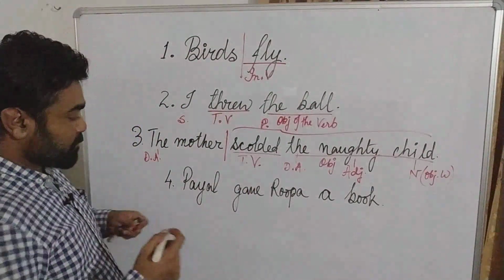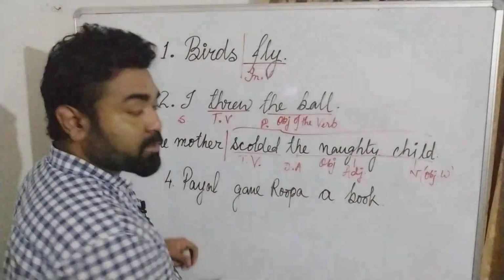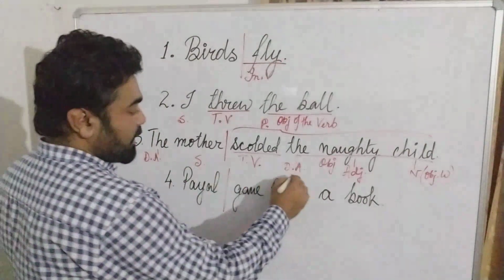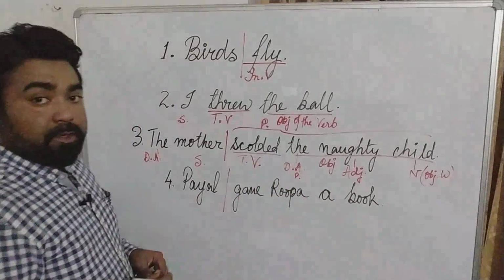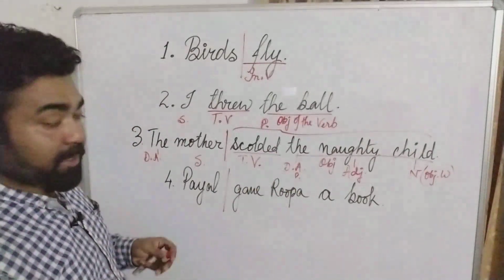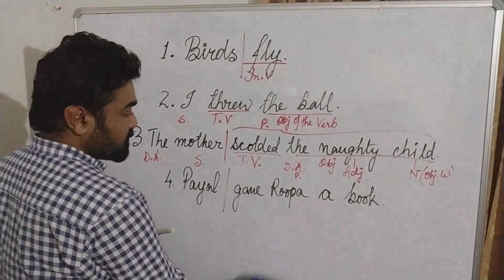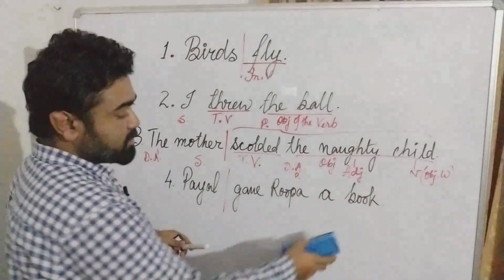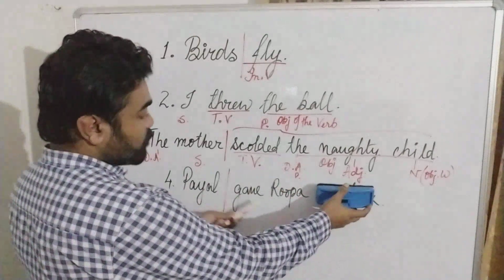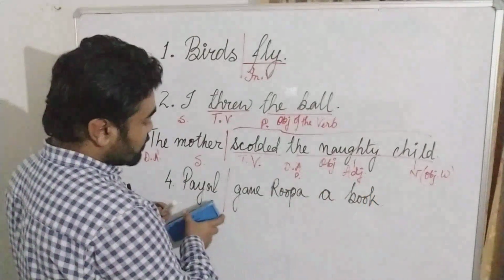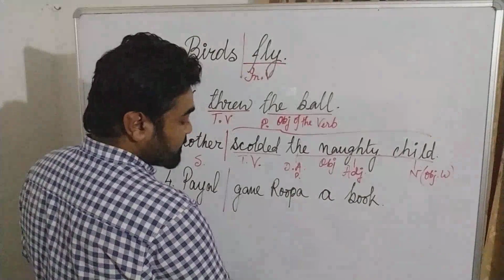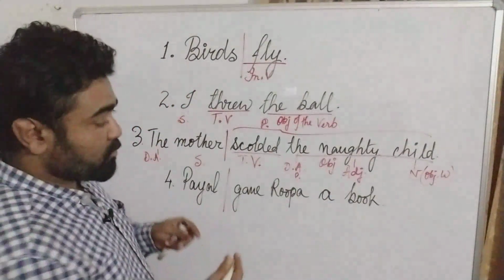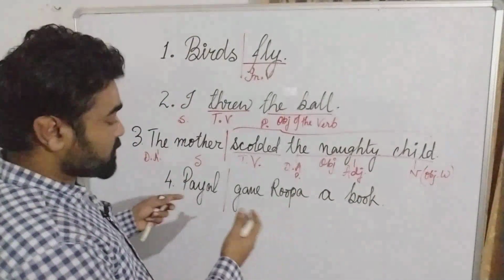So the example given in the book is that Payal gave Rupa a book. Again, let us divide into subject and predicate. We have divided it into subject and predicate, right? So how do we identify that there are two objects? Simply because if we omit this part, Payal gave does not make sense. If we omit this part, Payal gave Rupa makes half sense, and Payal gave Rupa a book makes complete sense.